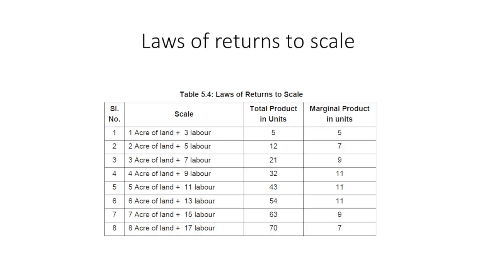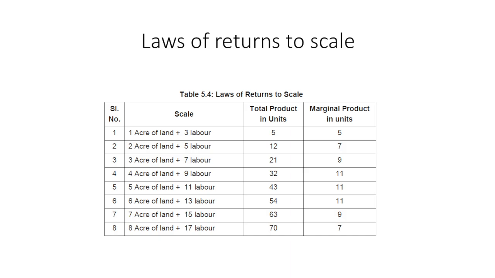Okay. Now we can see the total output produced from this table also. With 1 acre of land plus 3 labor, the total output produced is 5. And if we see, it goes on increasing more than proportionately, from 5 to 12, then 12 to 21, then 21 to 32. But at serial numbers 5 and 6, when 5 acres of land plus 11 labors are added, and 6 acres of land plus 13 labors are added, here the output is increasing in the same proportion.